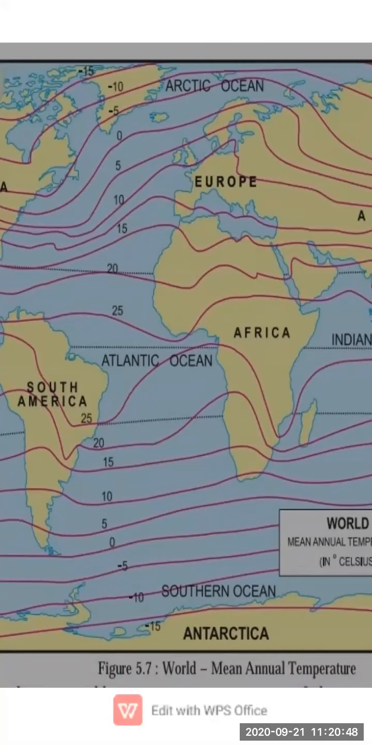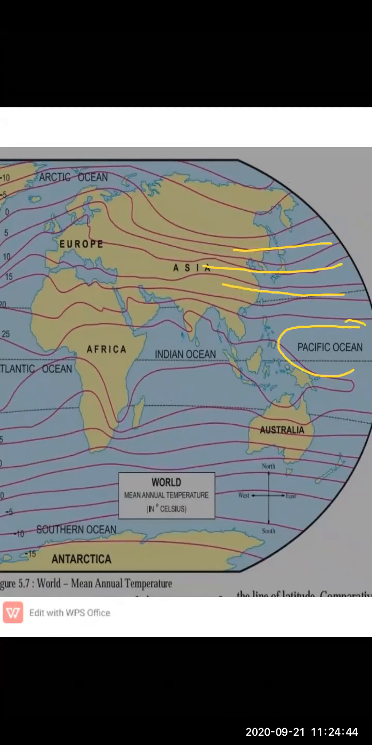Still further in the Pacific Ocean, most of the isotherm lines appear to move towards the east as straight lines. So now this is again the Pacific Ocean. They are appearing as straight lines when they are moving towards the eastern side.